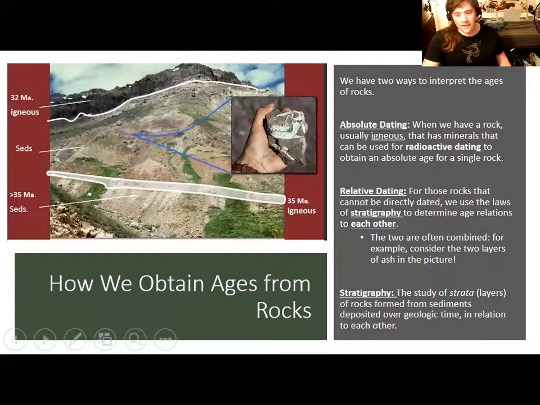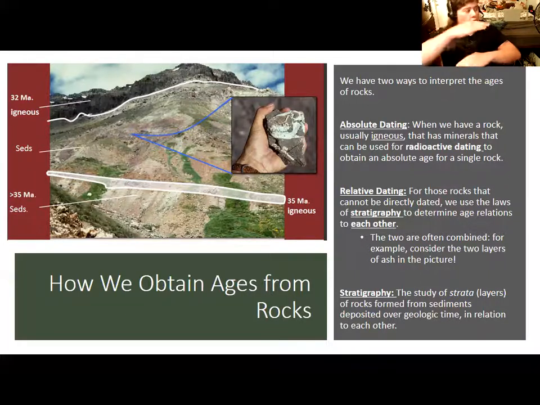So relative dating is when we use the laws of stratigraphy to determine age relations to the rocks. We basically compare the rocks to each other rather than radioactivity. We look at how they're stacked, look for erosion, look for disturbance, and stratigraphy is doing all of this. Stratigraphy is using laws and logic to piece together where the rocks were deposited, what came first, what happened when, and it's quite important for fossil hunting.